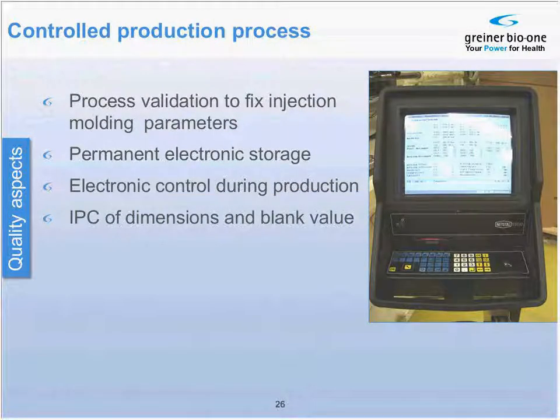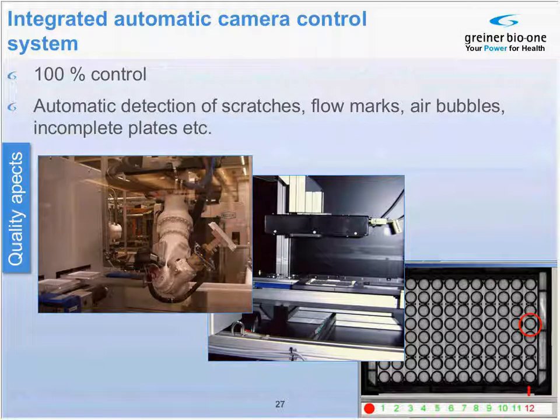Injection molding parameters for production are determined for each mold in a validation procedure and stored permanently. During production, these parameters are controlled electronically. Dimensions and blank values are subject to an in-process control procedure during production. Our ELISA plates are controlled automatically by an integrated camera system. The system is doing a 100% control to detect, for example, scratches, flow marks, air bubbles, or incomplete plates.